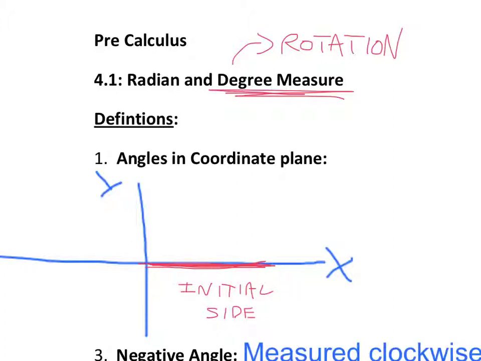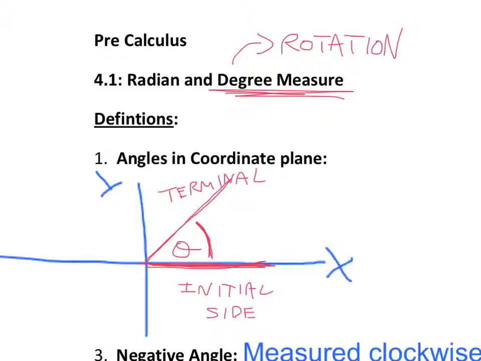Now the other side can rotate. I'm going to draw this other side of the angle. I'll say this angle is theta. This other side is called the terminal side. I guess you could say it's terminal because it's where the angle ends, and this measures the rotation. Now the terminal side, I could extend that into the second quadrant.